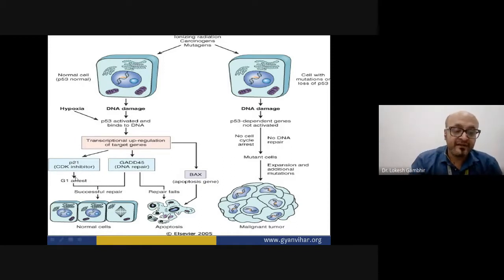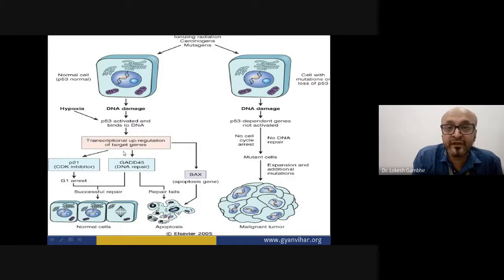So when it is giving a G1 arrest, it is giving ample time to that particular cell to repair that damage. Then the DNA repair pathways will be getting activated and they will be repairing that particular damage first of all, and then only that particular normal cell will be allowed to progress ahead. And then there is another protein, GADD45, which is responsible again for DNA repair.